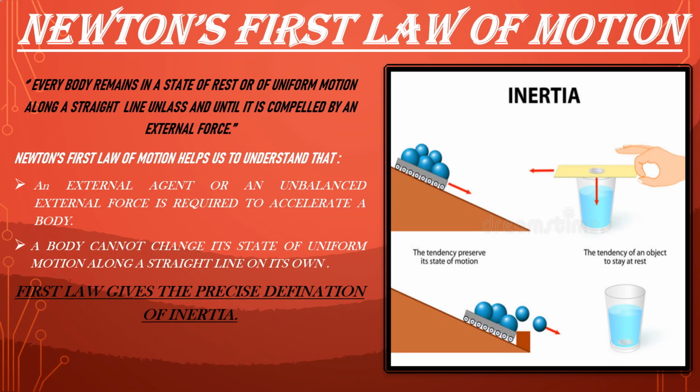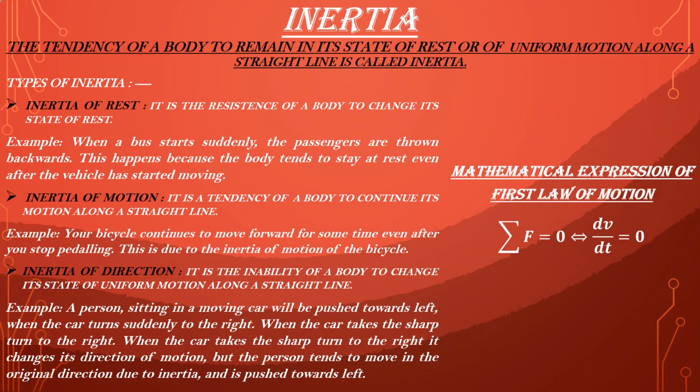Newton's first law of motion: every body remains in a state of rest or of uniform motion along a straight line unless and until it is compelled by an external force. The tendency of a body to remain in its state of rest or of uniform motion along a straight line is called inertia. There are three types of inertia: inertia of rest, inertia of motion, and inertia of direction.